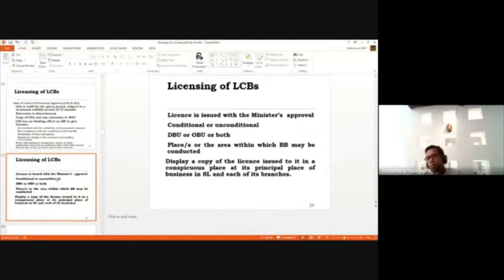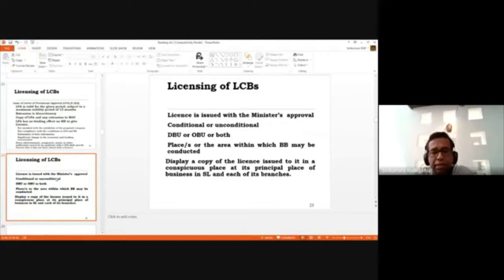Generally, this shows that the central bank can issue a license for someone only to do OBU. That's possible, but there are no circumstances in which the central bank has done so. Generally, for DBU and OBU, both units will be covered by a single license. It would show you the places or the area within which banking business may be conducted by the entity.